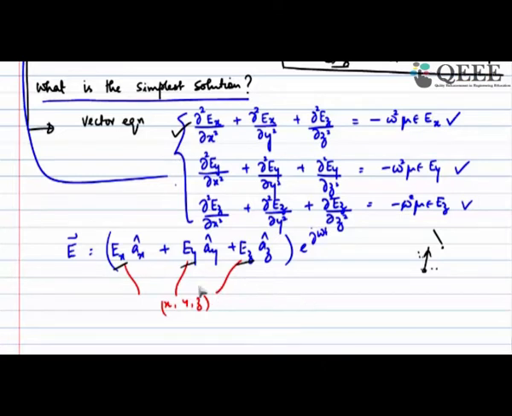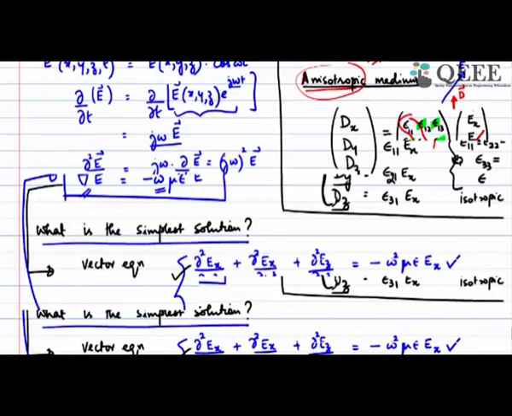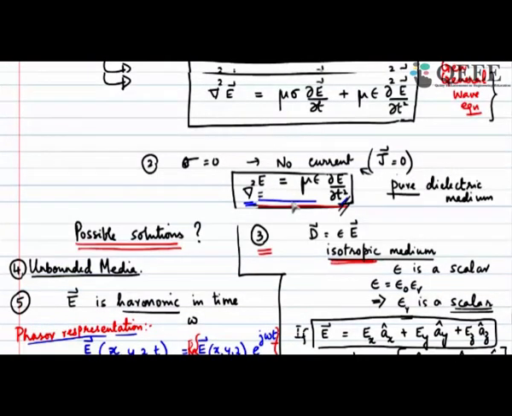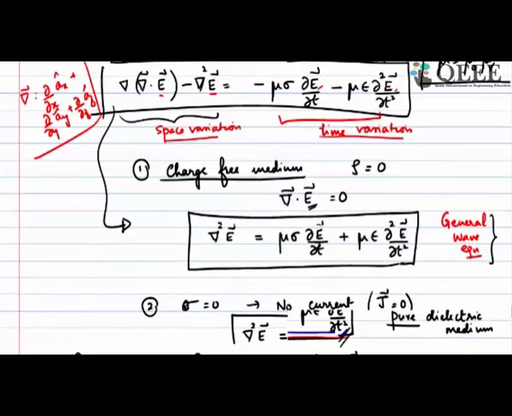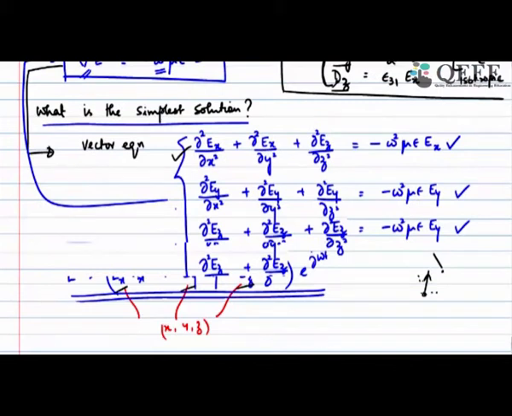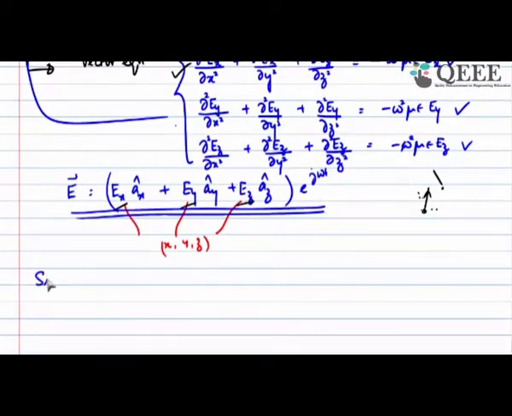So we are asking this question: what is the simplest solution for this E? If it satisfies this equation, it means that it satisfies, for this medium, all four of Maxwell's equations. So if I find an E which is satisfying these equations, I have found an E which is satisfying all four Maxwell's equations. So we are going to find the simplest solution by trial and error.